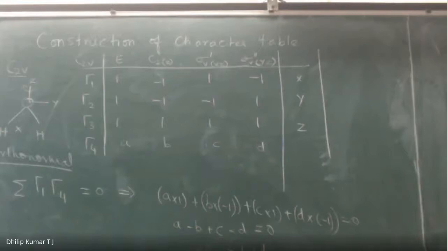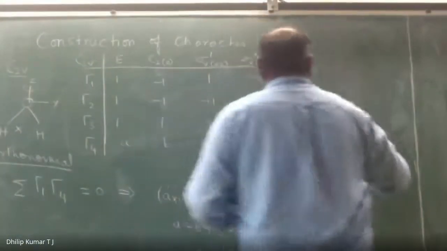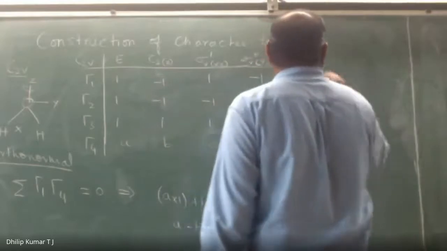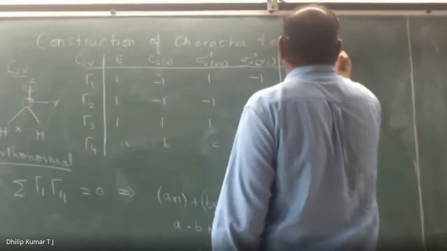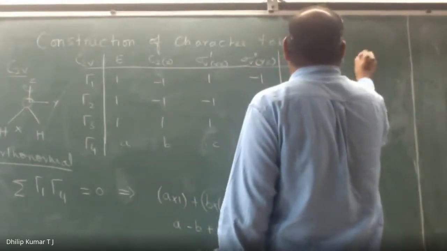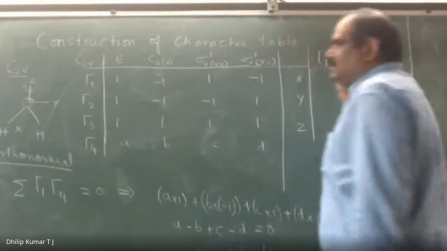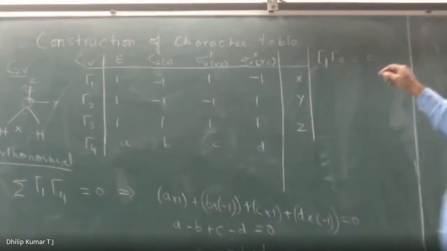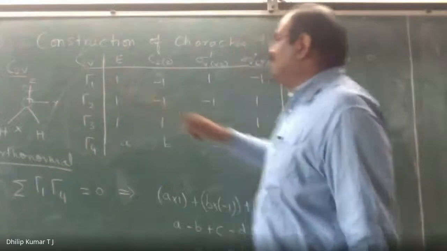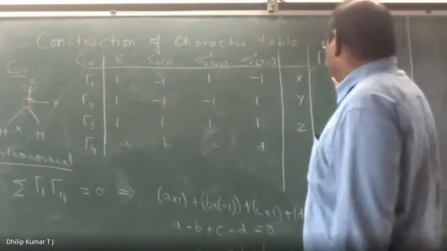Gamma 1 and gamma 2. 1 and 2 is what? 1. 1 and 2. If you take the product, what will you get? So let me write it here. Gamma 2 should be equal to 0. So I'm just taking the product of IR 1 and 2, applying the great orthogonality theorem.